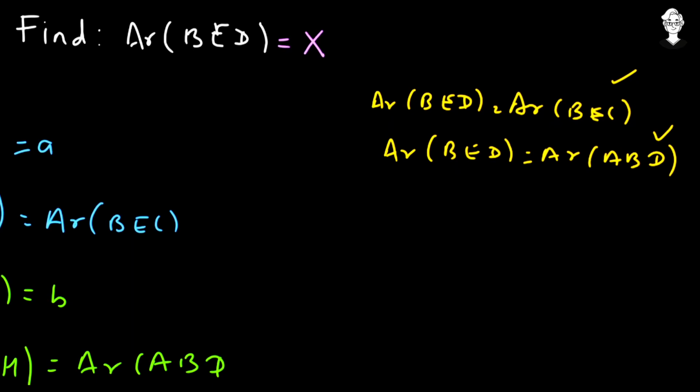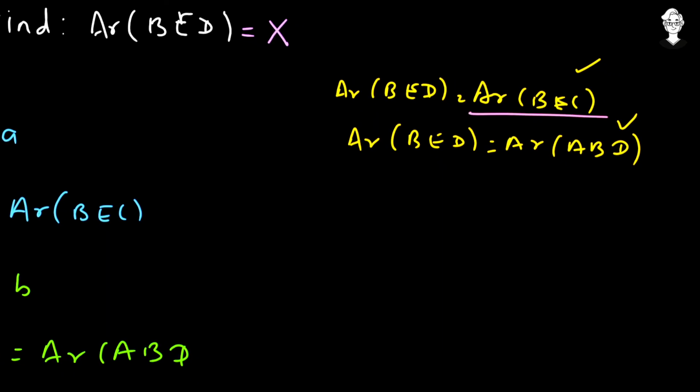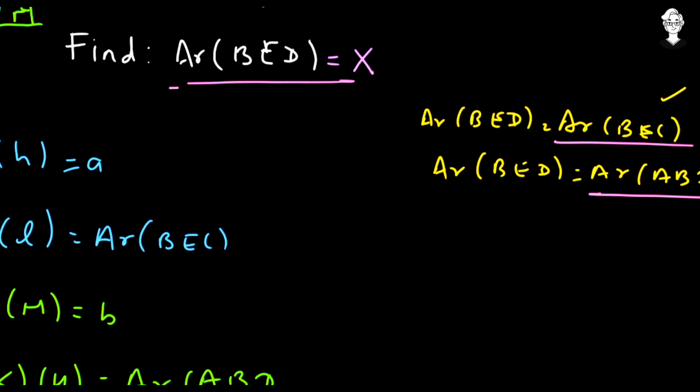And now we have these two equations: area of BED is equal to area of BEC, and area of BED is equal to area of ABD. BED is the thing that we have to find, and it has been marked as X. So area of BEC is ultimately going to be equal to X.